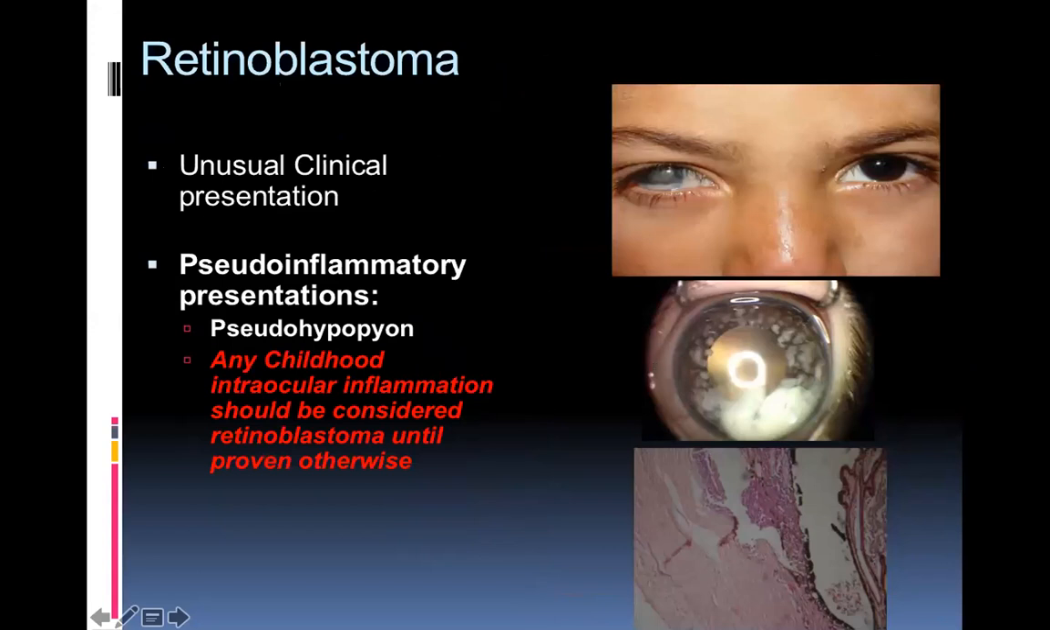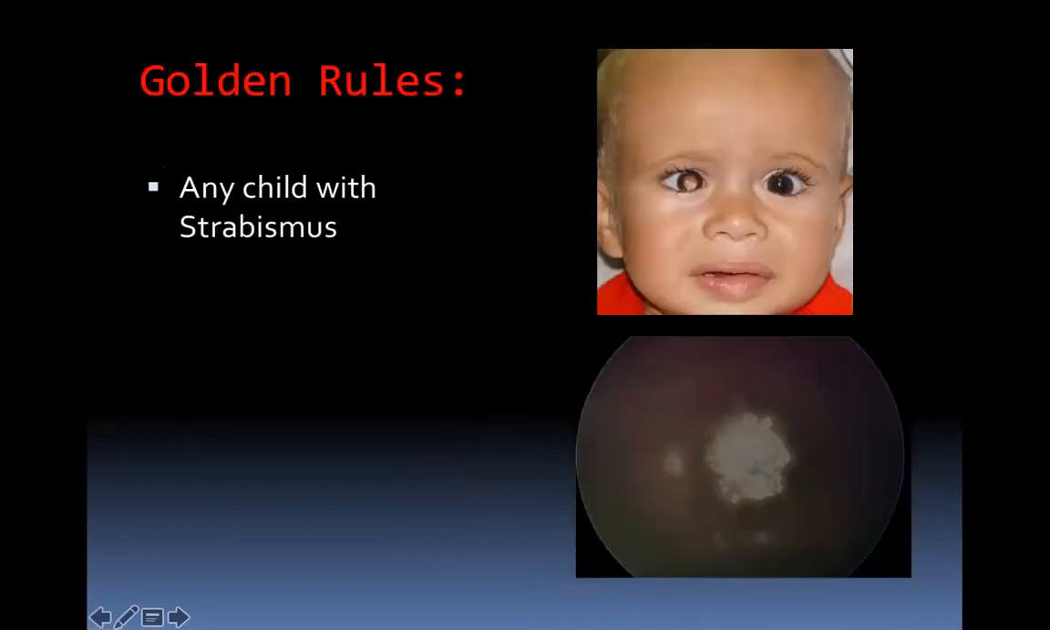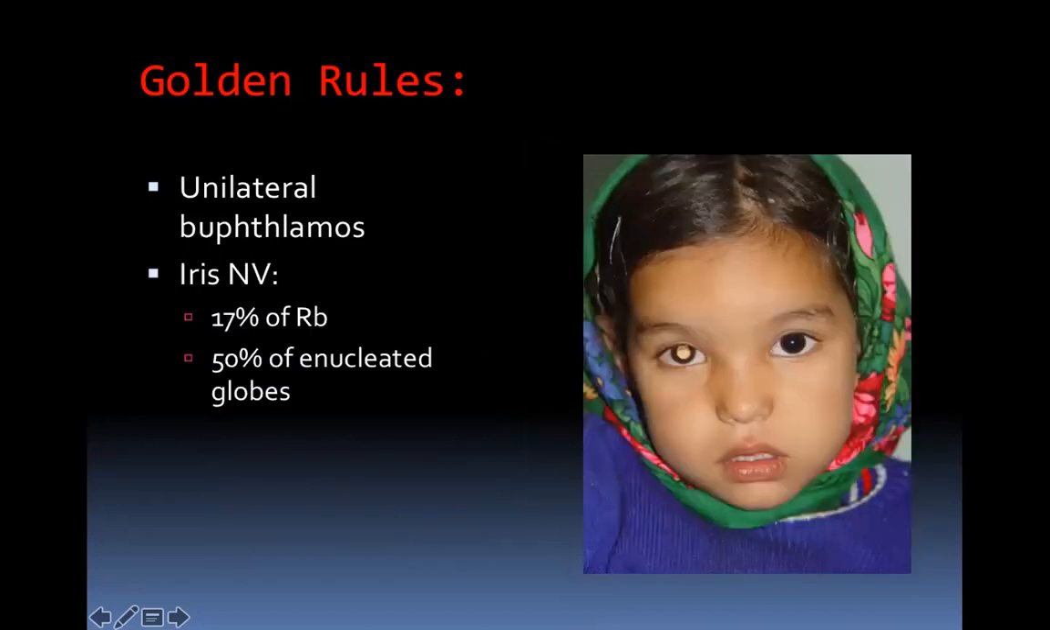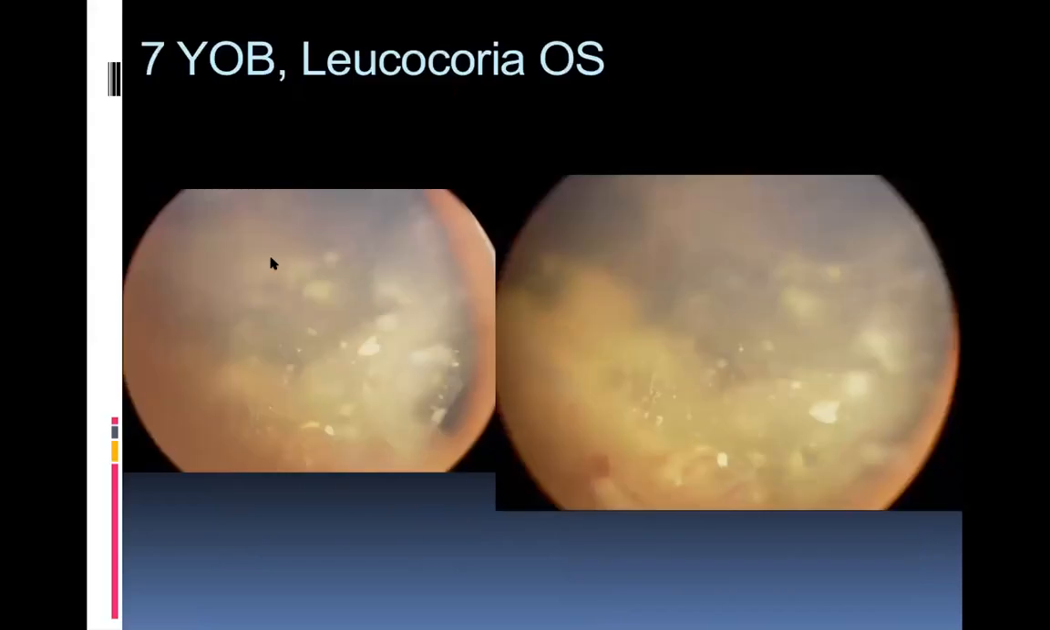These are other examples of malignant hypopyon. Of course, I'm sure you all do that: we examine the fundus of any case of strabismus because of the macular residing tumor, where the sensory esotropia will be induced by the absence of macular fixation. Vitreous hemorrhage, spontaneous hyphema, never presume traumatic. Unilateral buphthalmos, there is no such thing as unilateral buphthalmos. It would be unilateral secondary glaucoma in a child. Buphthalmos is a bilateral disease, but we have to be aware that retinoblastoma and congenital medulloepithelioma can induce an enlarged globe in this pediatric age group.